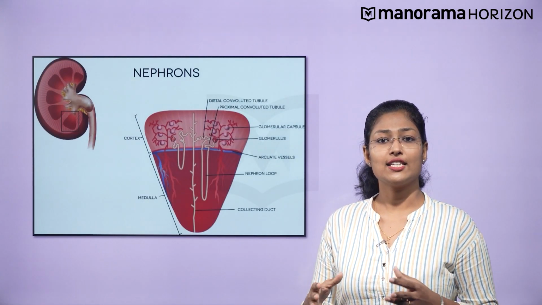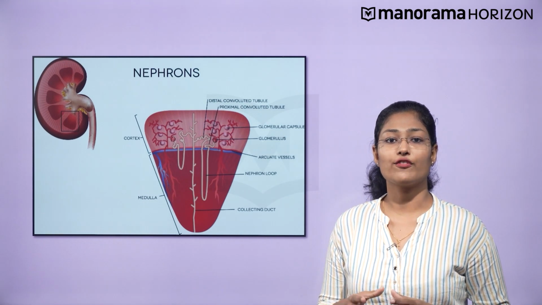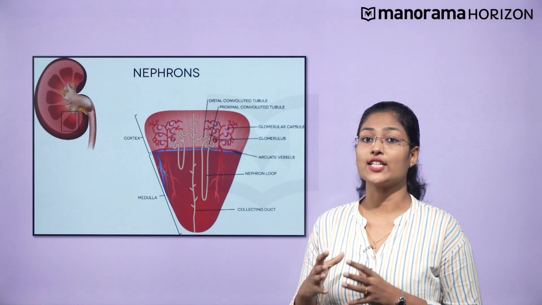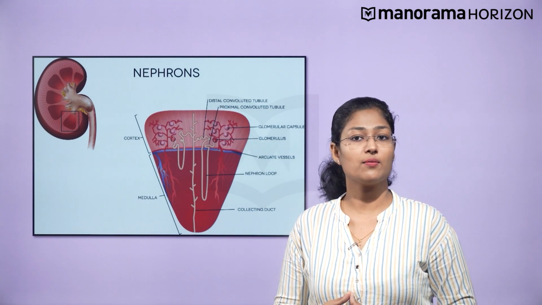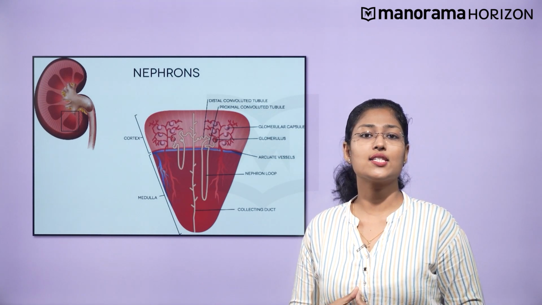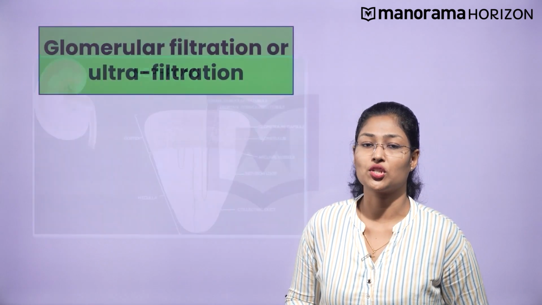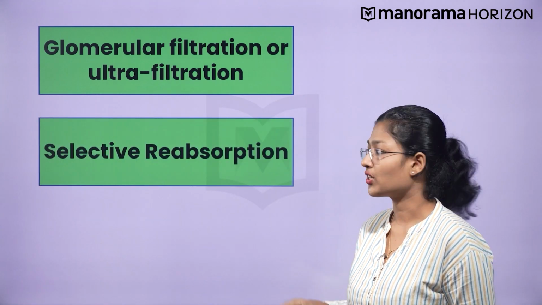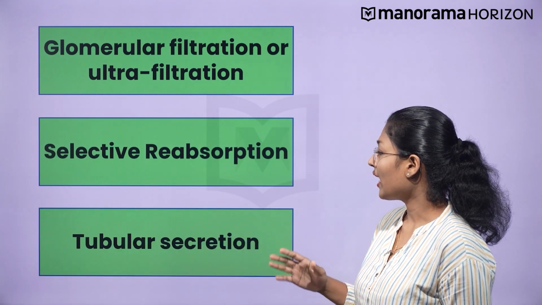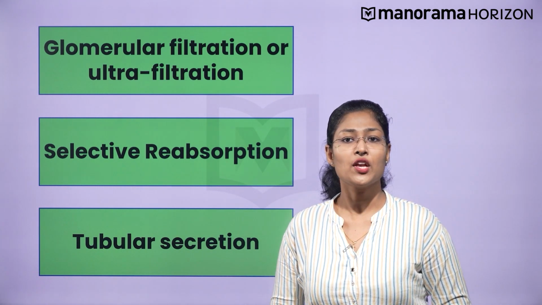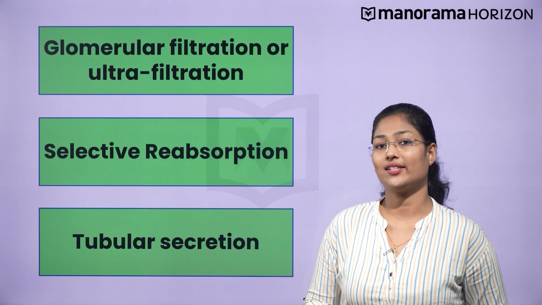Recall that the nephron is a basic unit of the excretory system. Nephrons are the functional site for the purification of the blood. For the purification process, there are generally three major steps involved in urine formation: glomerular filtration or ultrafiltration, selective reabsorption, and tubular secretion. So let us study each one in detail.